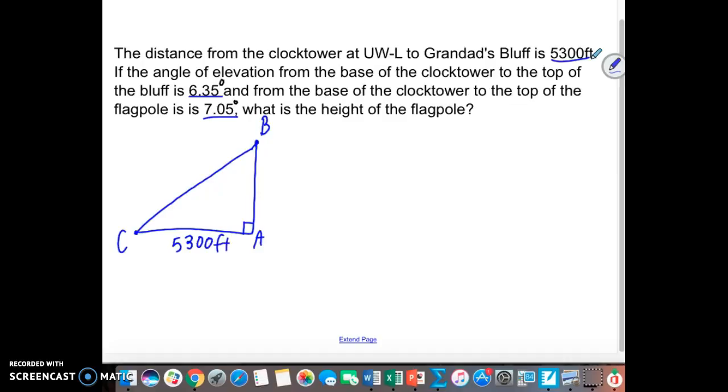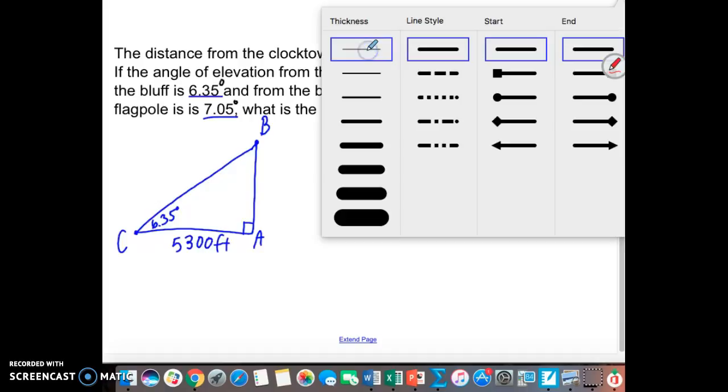Anytime we're dealing with distance, we're talking about straight line distances, not hypotenuses. It's the level ground. It first says the angle of elevation from the base of the clock tower to the top of the bluff is 6.35 degrees, that means that this angle is 6.35 degrees. And then from the base of the clock tower to the top of the flagpole is 7.05 degrees. That means that we will have a second triangle.